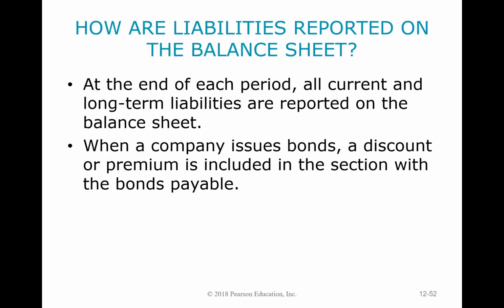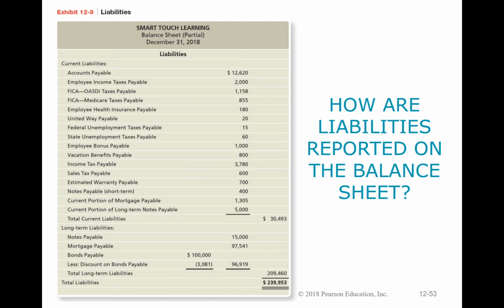So how are these liabilities, bonds, essentially reported on a balance sheet? Current and long-term liabilities, we should know, are reported on the balance sheet. The balance sheet lists assets, liabilities, and equity. It's in a way the foundation of the accounting equation: assets are equal to liabilities plus equity. So when a company issues bonds, a discount or premium is included in that section. Down here in long-term liabilities, we have bonds payable of $100,000. The discount is deducted, which gives us the carrying amount on the bond.